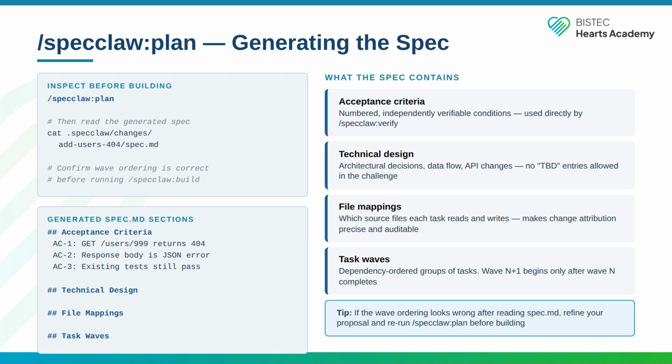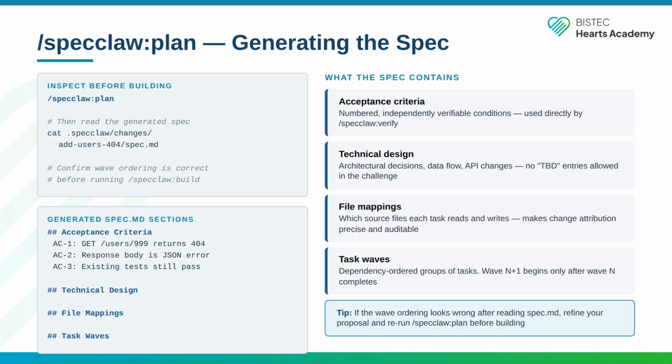The technical design section records architectural decisions and data flow. File mapping states which source files each task reads and writes, enabling precise change attribution. The task waves section lists groups of tasks in dependency order.